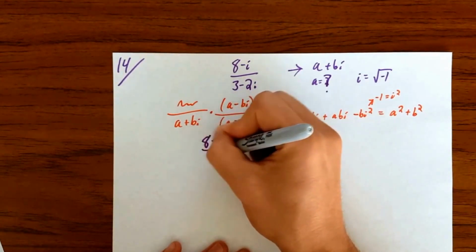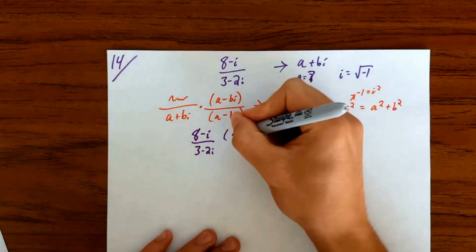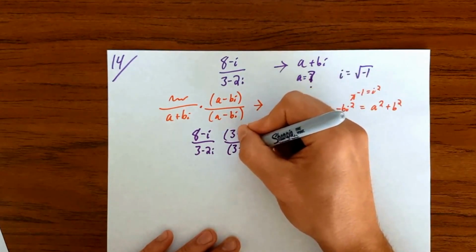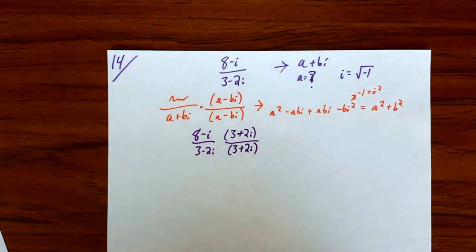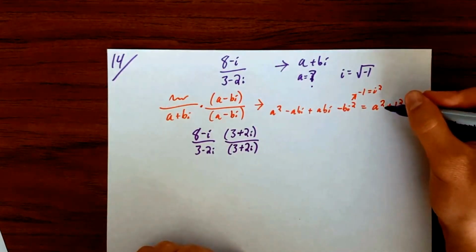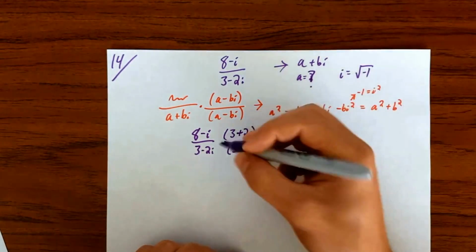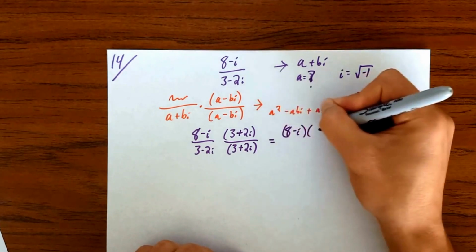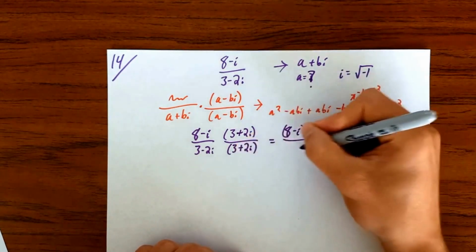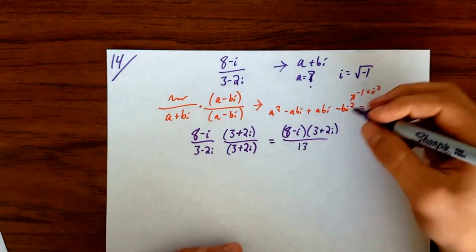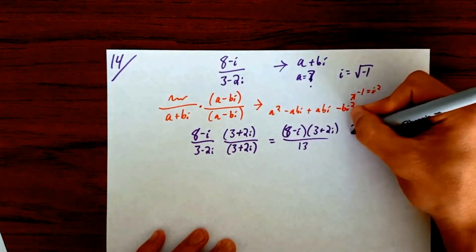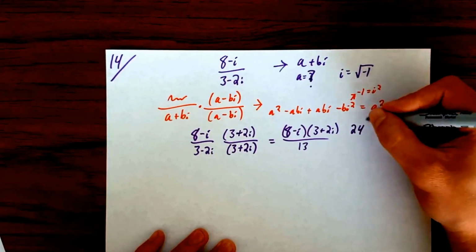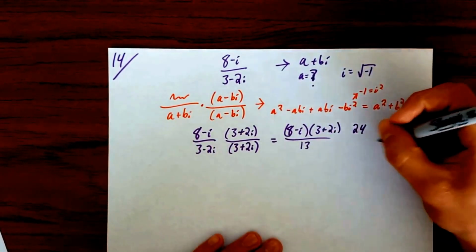So you have 8 minus i divided by 3 minus 2i, multiplied by 1, but creatively. The trick to algebra is multiplying by 1 and adding 0 creatively. From what we just went over, the denominator should equal a squared plus b squared, so 9 plus 4, which is 13. So we're expecting 8 minus i times 3 plus 2i, divided by 13, but we'll check that. If you wanted to be quick about it, you wouldn't even have to multiply the inner products because you're only caring about a.